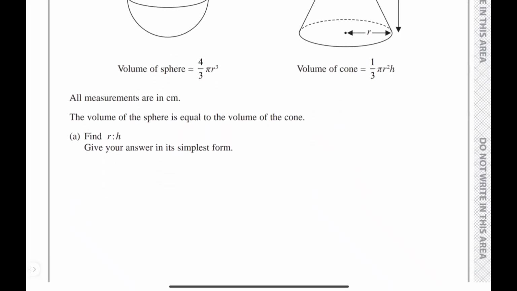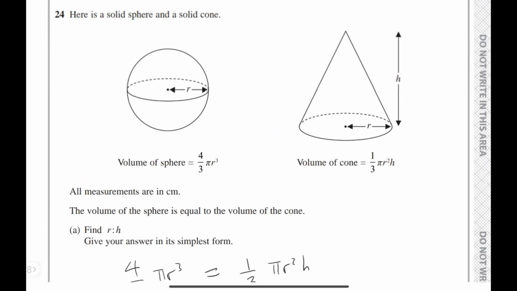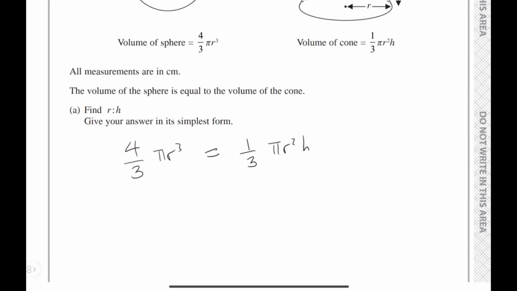Okay, that's easy. So the volume of the sphere, 4 over 3 pi r cubed, is equal to the volume of the cone, 1 over 3 pi r squared h. I believe that is all we need. So from here, we cancel 3, and pi also we cancel pi, and r squared we cancel 2 out, so that means 4r is equal to h.